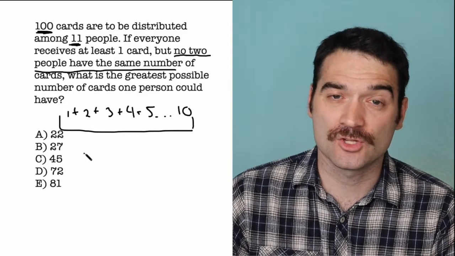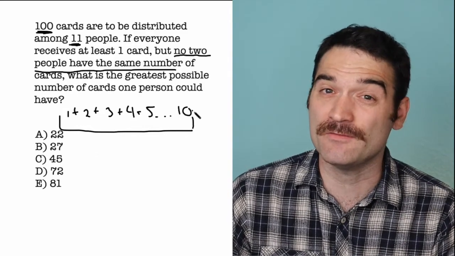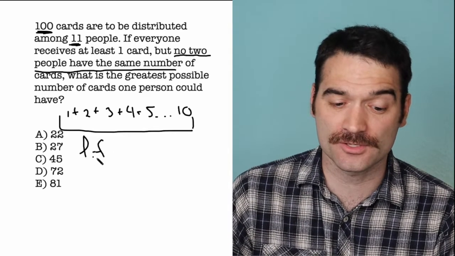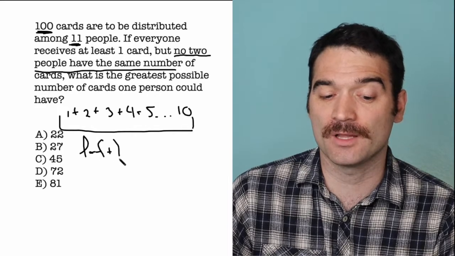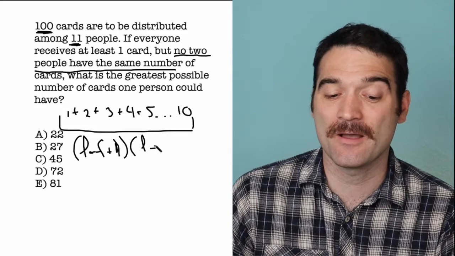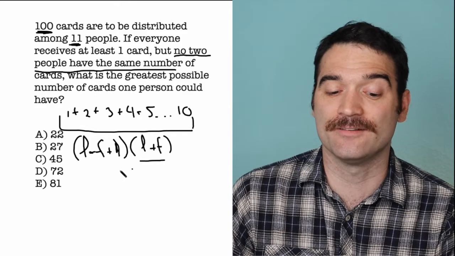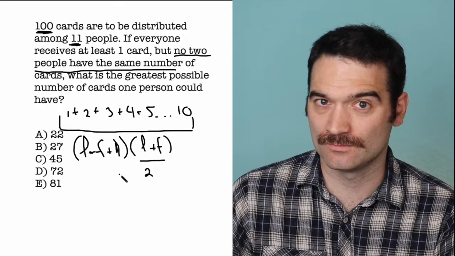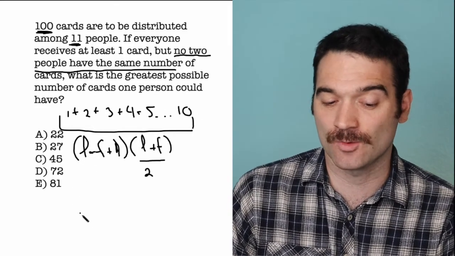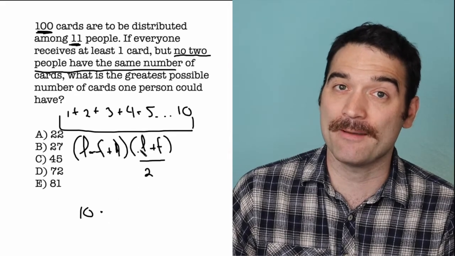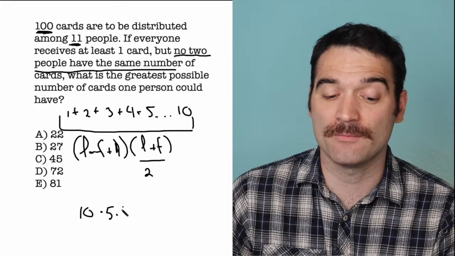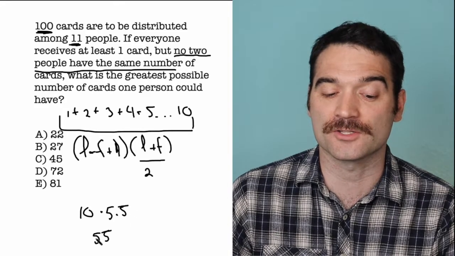Here it is. The formula to calculate the sum of consecutive integers like this is to take the last minus the first, plus 1, and multiply that by the last plus the first divided by 2. You ready for this? So the last minus the first, 10 minus 1 is 9, plus 1 is 10. And I'm going to multiply that by the last plus the first, 10 plus 1 divided by 2, that's 5.5. So that comes out to 55 cards.